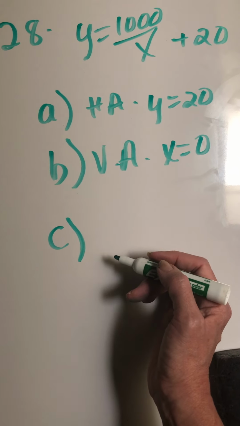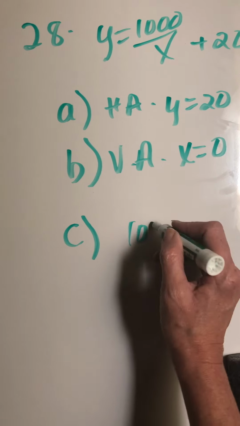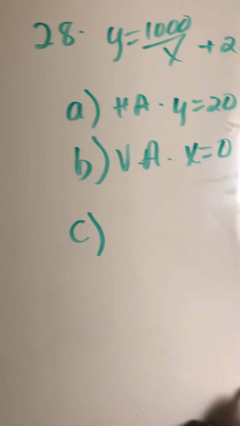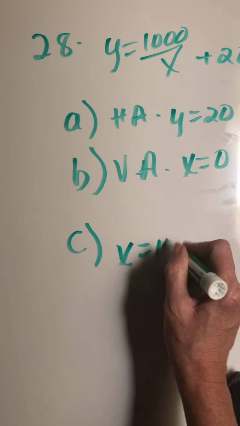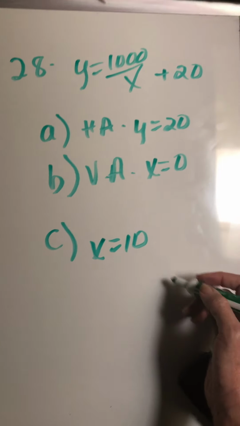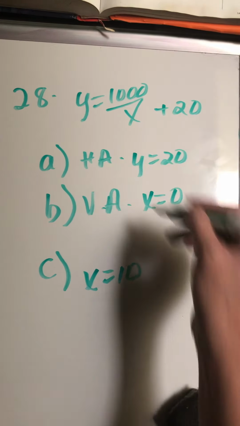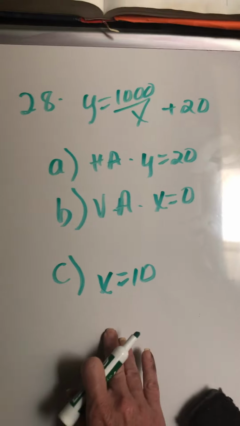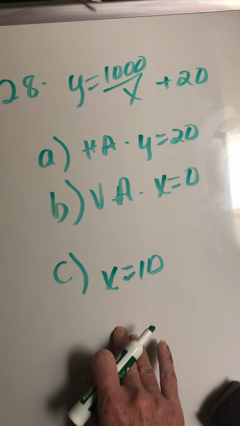Then on C, if the price of the t-shirts is $10, that means you're going to put in x equals 10. You're going to plug the 10 in where the x is, and work it out. So I'm going to leave you to finish C, okay?